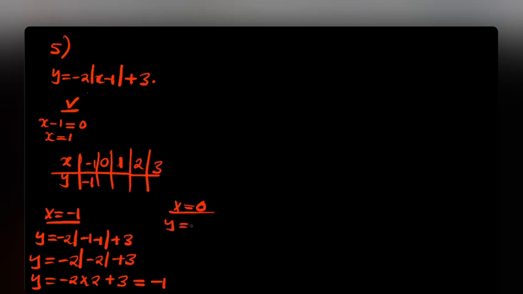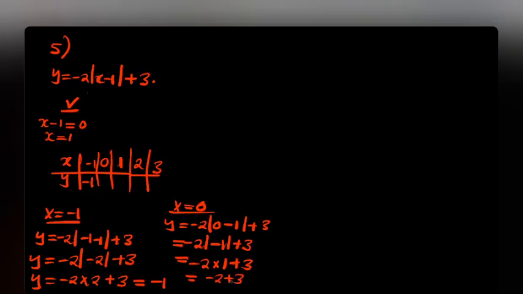So we have y, which is negative 2, then the modulus, where there's x, 0 minus 1, then plus 3. So here we have negative 2, then 0 minus 1, negative 1, then plus 3. So now this is negative 2 times the modulus of negative 1, which gives us positive 1, the absolute value, then plus 3. So now this will be negative 2 times 1, which gives us negative 2 plus 3. So now this will give us positive 1.